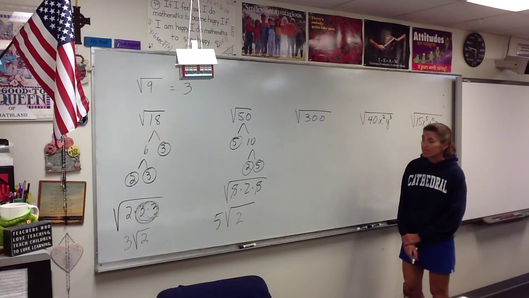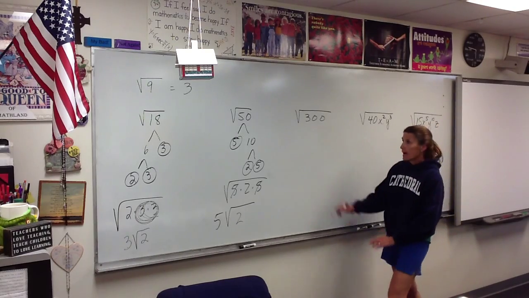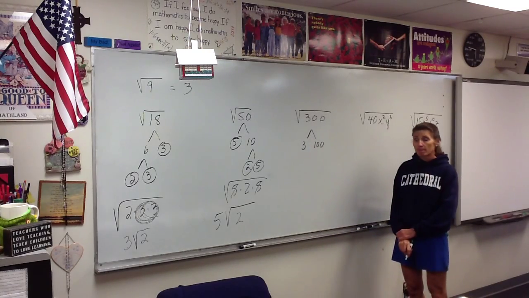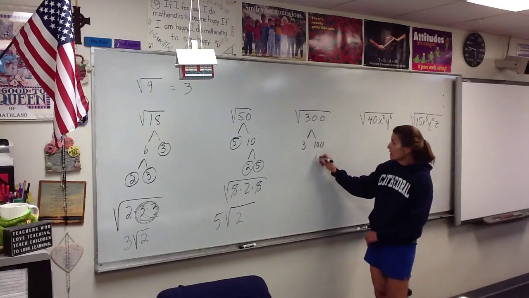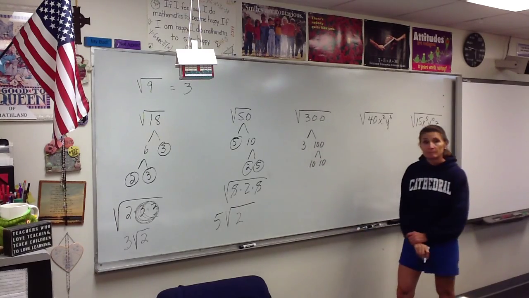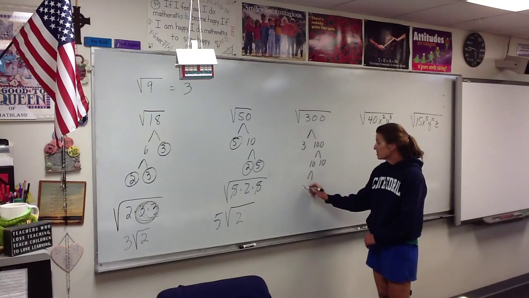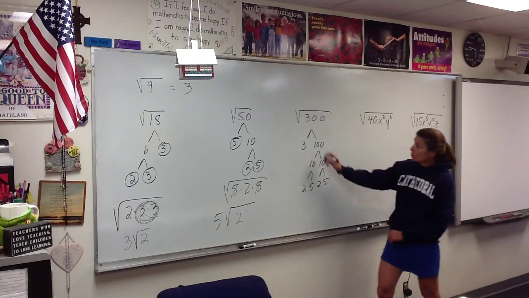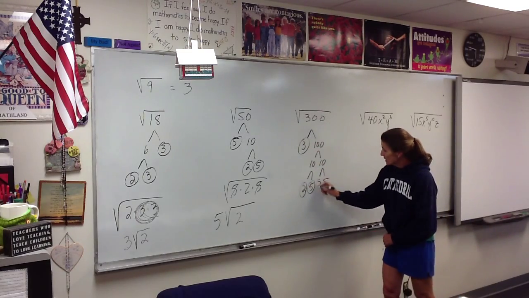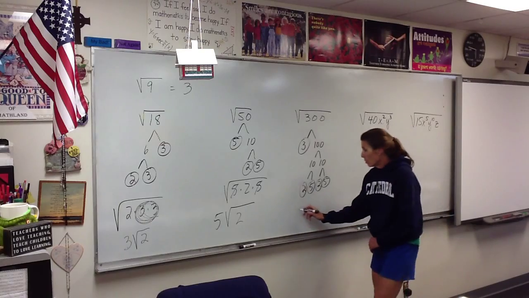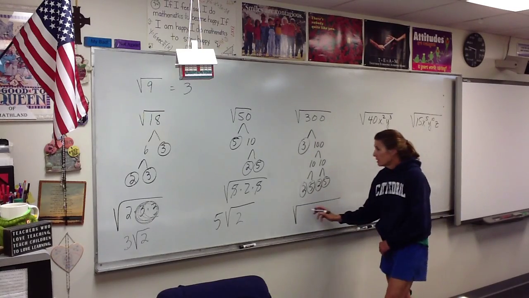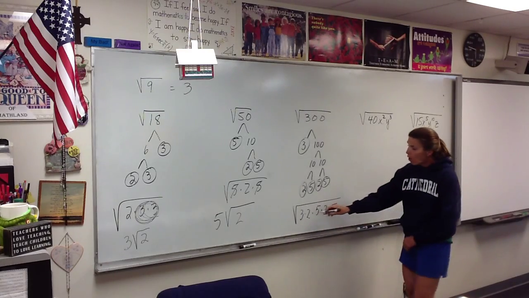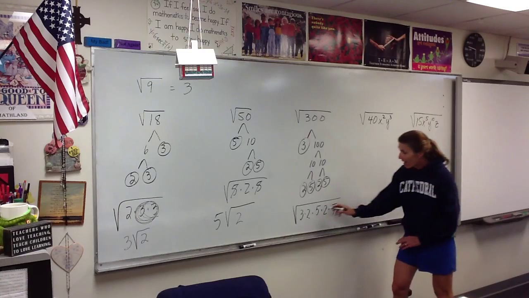How about 300? Well, I don't know how you think of 300. Maybe you think of it as 3 times 100. And maybe you think of 100 as 10 times 10. And then you think of 10 as 2 times 5. So what are the prime factors of 300? Well, remember, it's a square root. We have 3 times 2 times 5 times 2 times 5, all underneath the radical sign. That's how you get 300.